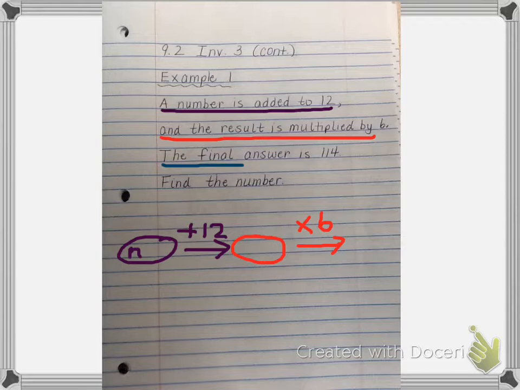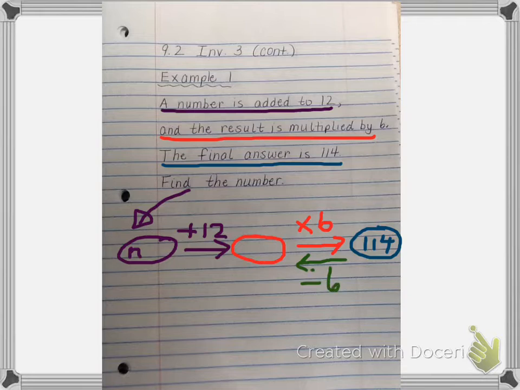It then says the final answer is 114. So now I know my output is 114. And again, it's asking me to find the number. So I want to find what is n. Now I'm ready to backtrack. So first I'm going to undo my times 6, and I'll divide by 6.